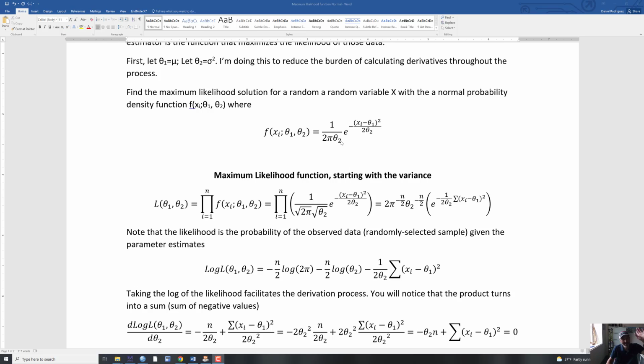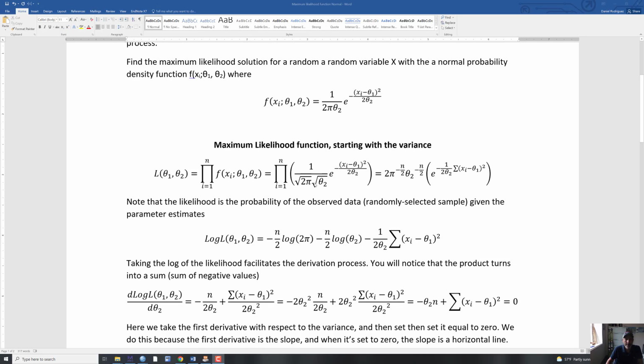Because this represents the variance, I had to square the square root of 2 pi and make it 2 pi. Sorry, I was thinking something different for a second here.